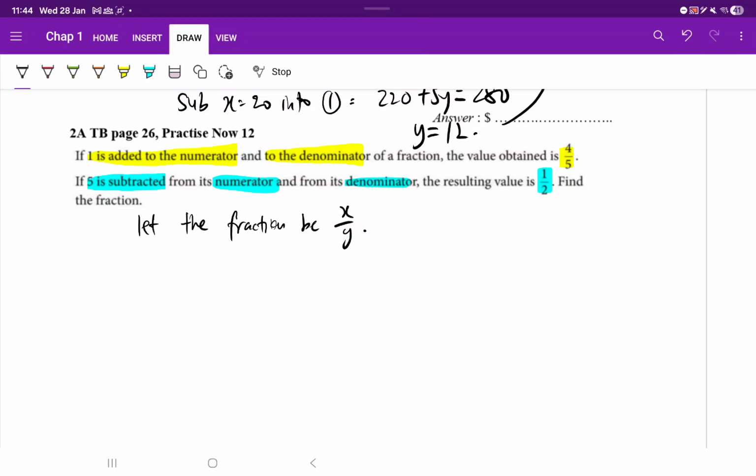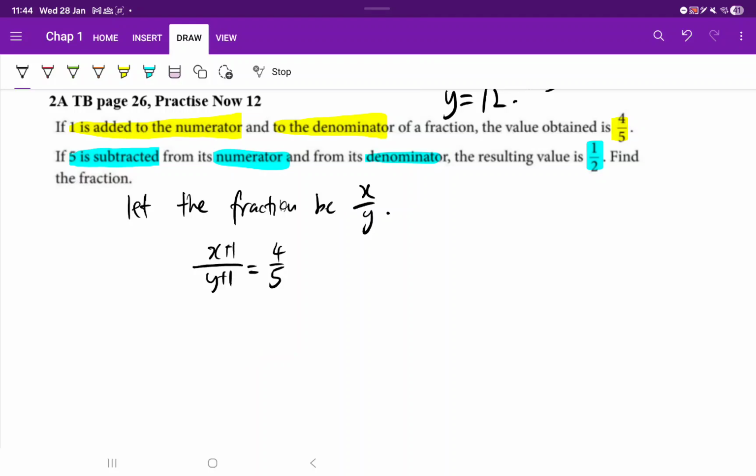So now I got two things to find, the numerator and the denominator. But let's write down the statements first. That's fine, that's correct. X over y, x is numerator, y is denominator. So let's write the first statement, the one in yellow. X plus 1 over y plus 1 is 4 over 5. Now some of you have learned this. I mentioned it last year and I said that this is the butterfly method. Do you all remember?